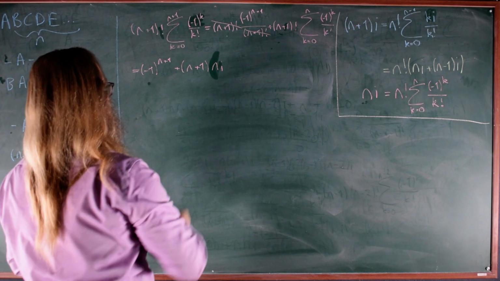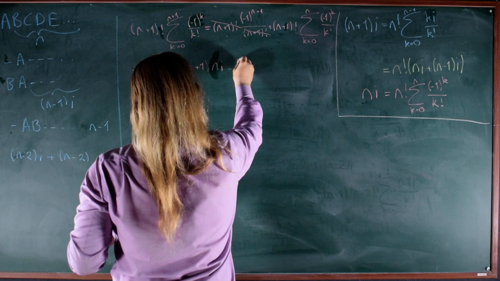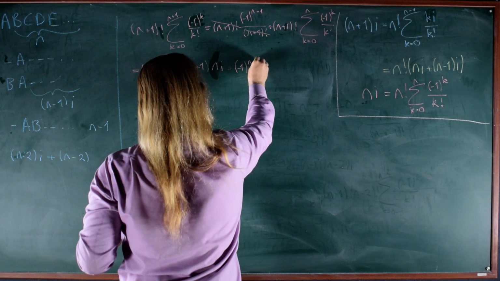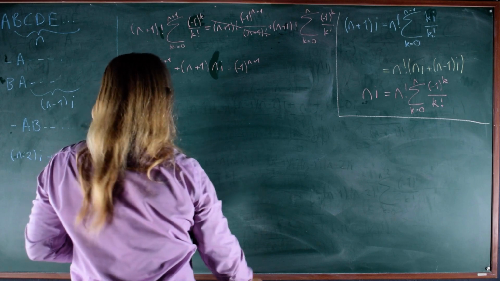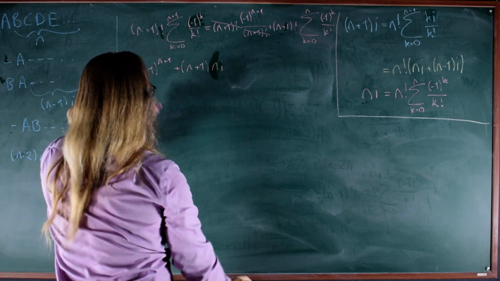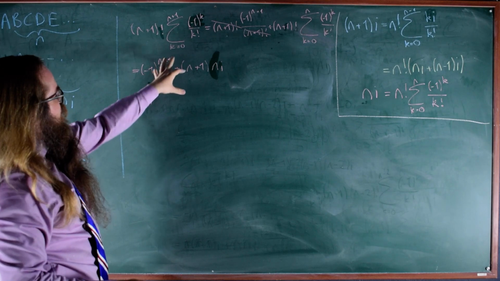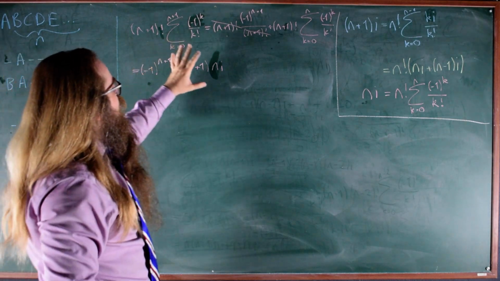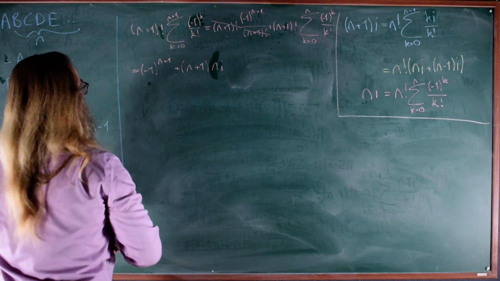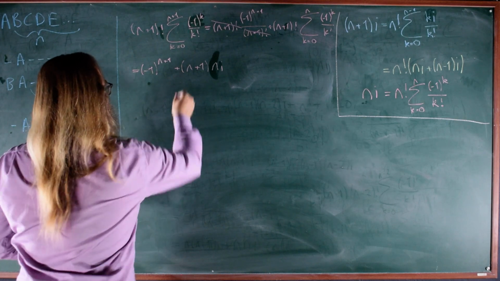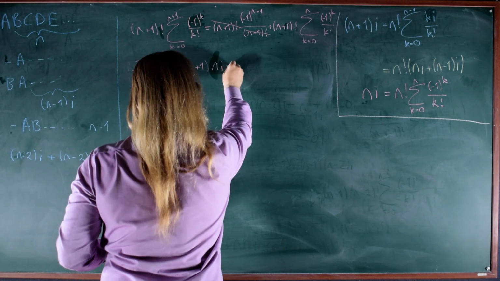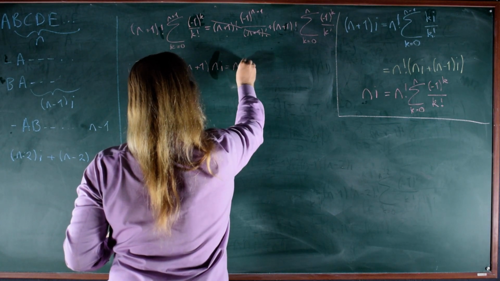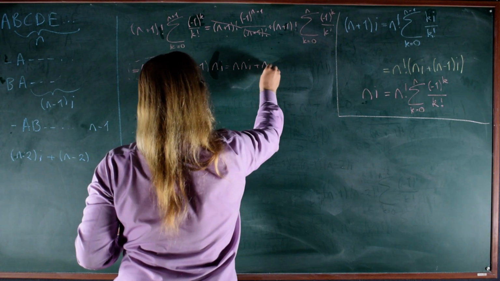Okay, I can expand this, so it's minus 1 to the n plus 1. Actually, I don't want to drag this minus 1 to this power along. Let's just start with this, okay? So let's forget this for a second and just focus on this. So this is equal to n times n sub-factorial plus n sub-factorial.